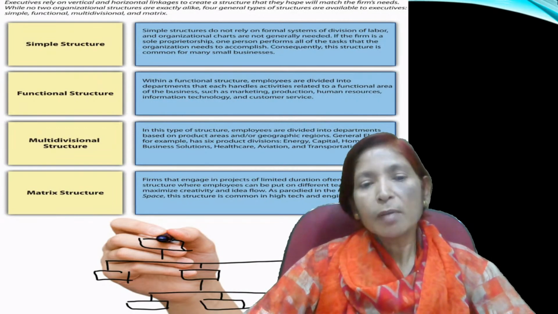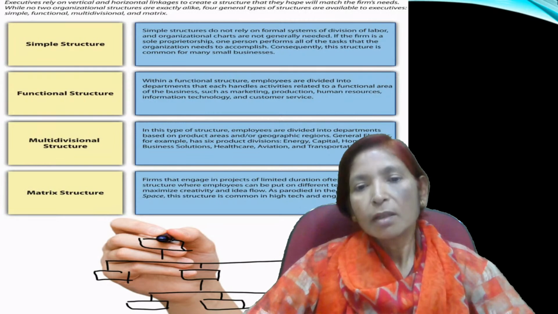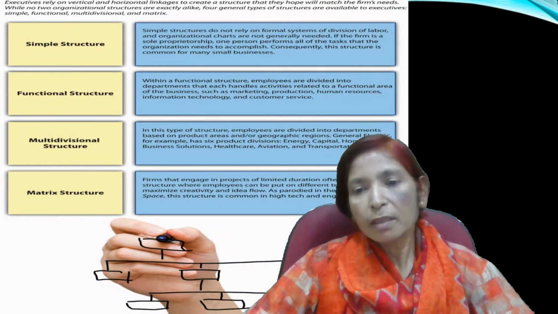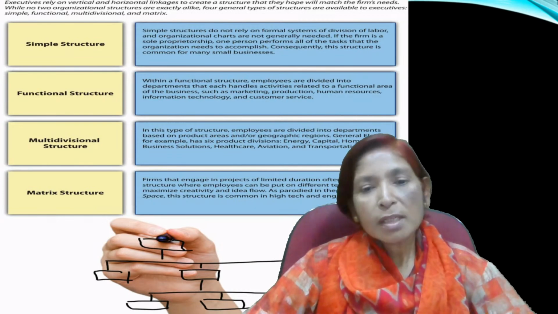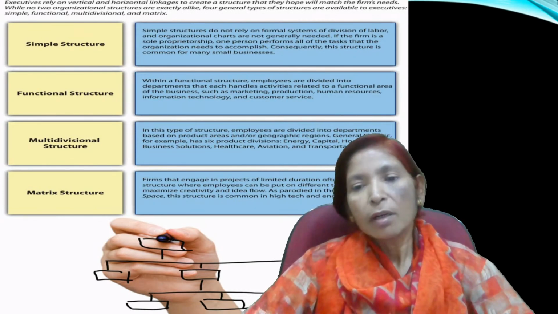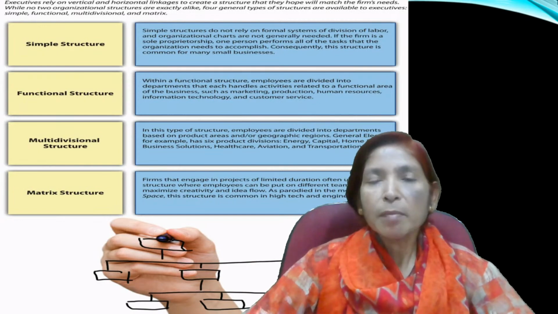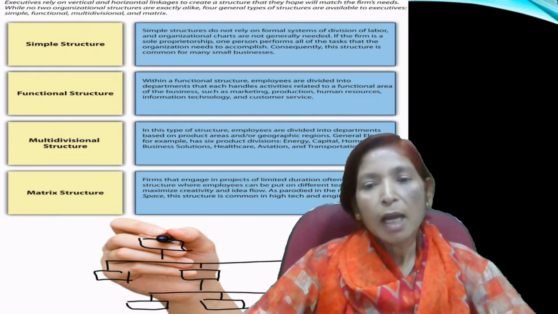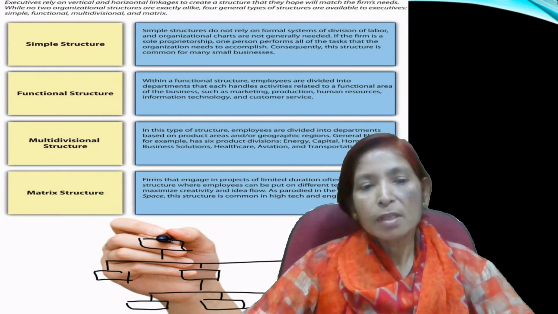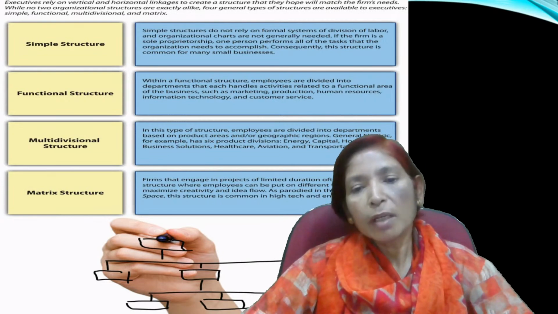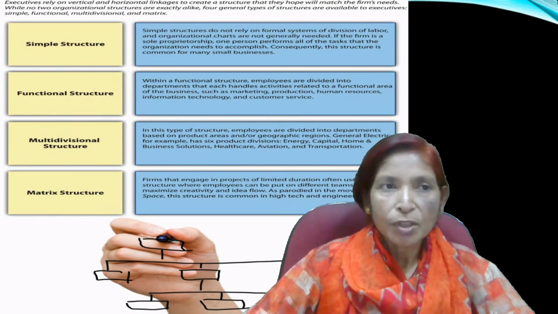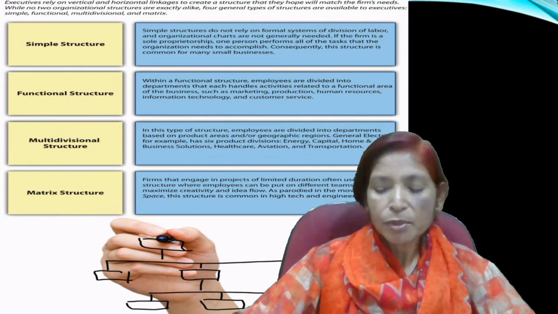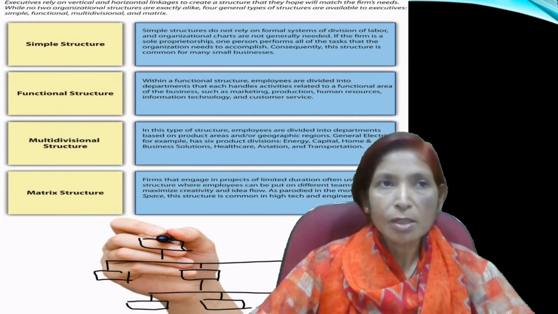Next is matrix structure. In this structure, firms that engage in projects of limited time duration often use a matrix structure where employees can be put on different teams to maximize creativity and idea flow. As parodied in the movie Office Space, this structure is common in high technological and engineering firms. So these are the main types of organizational structure.